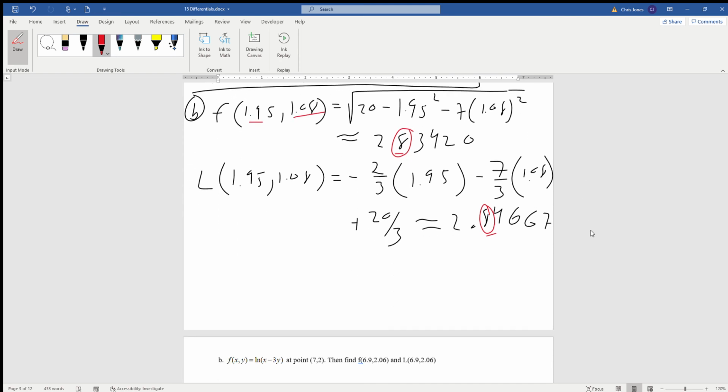All right. So if we were to make a comment on this, then the comment we would say is that we are accurate, or I guess we should be specific about this. So let's say what is accurate. So we can say L(1.95, 1.08) is accurate to the tenths place.